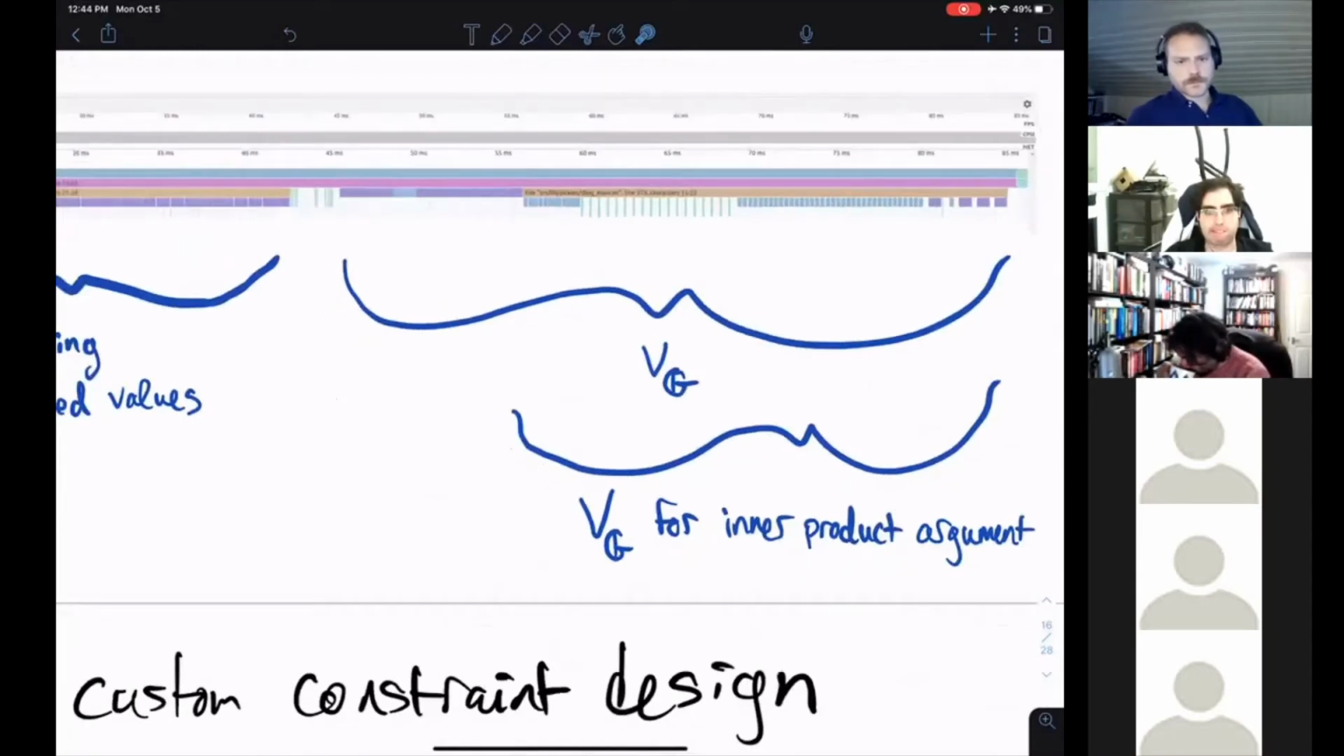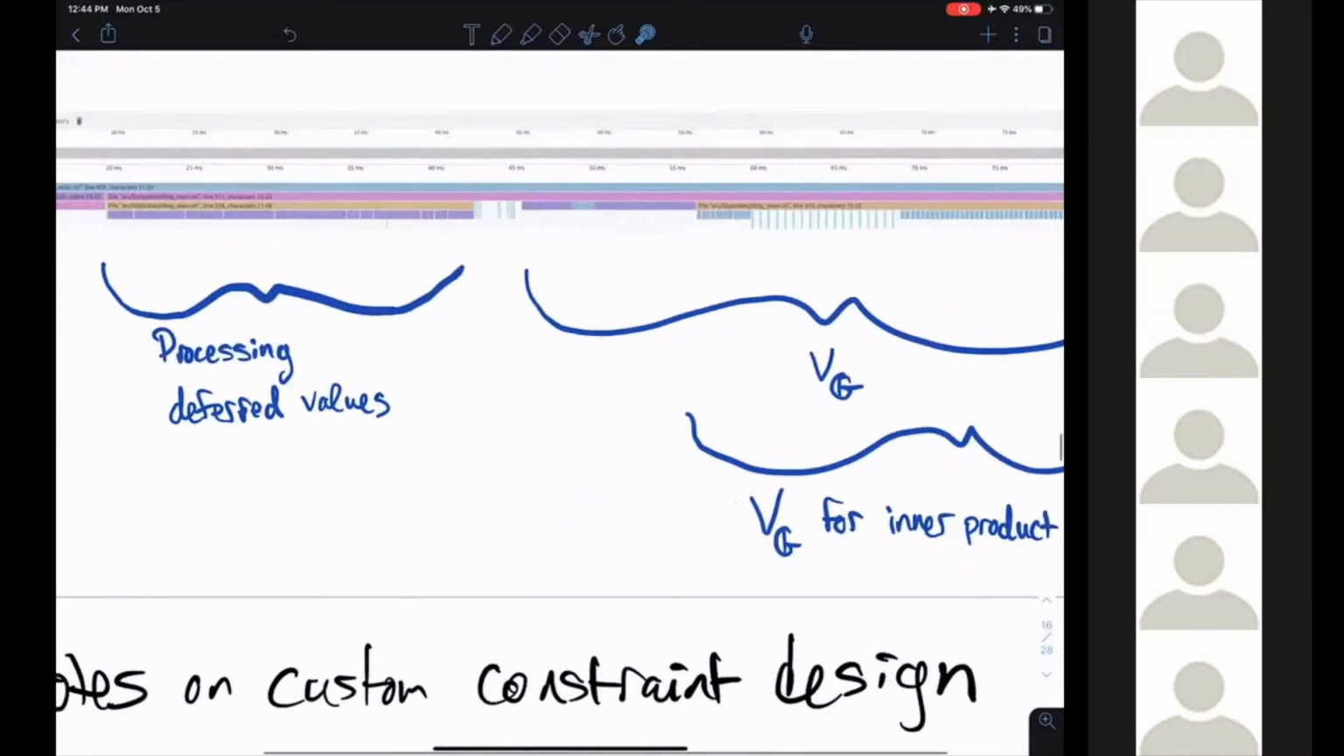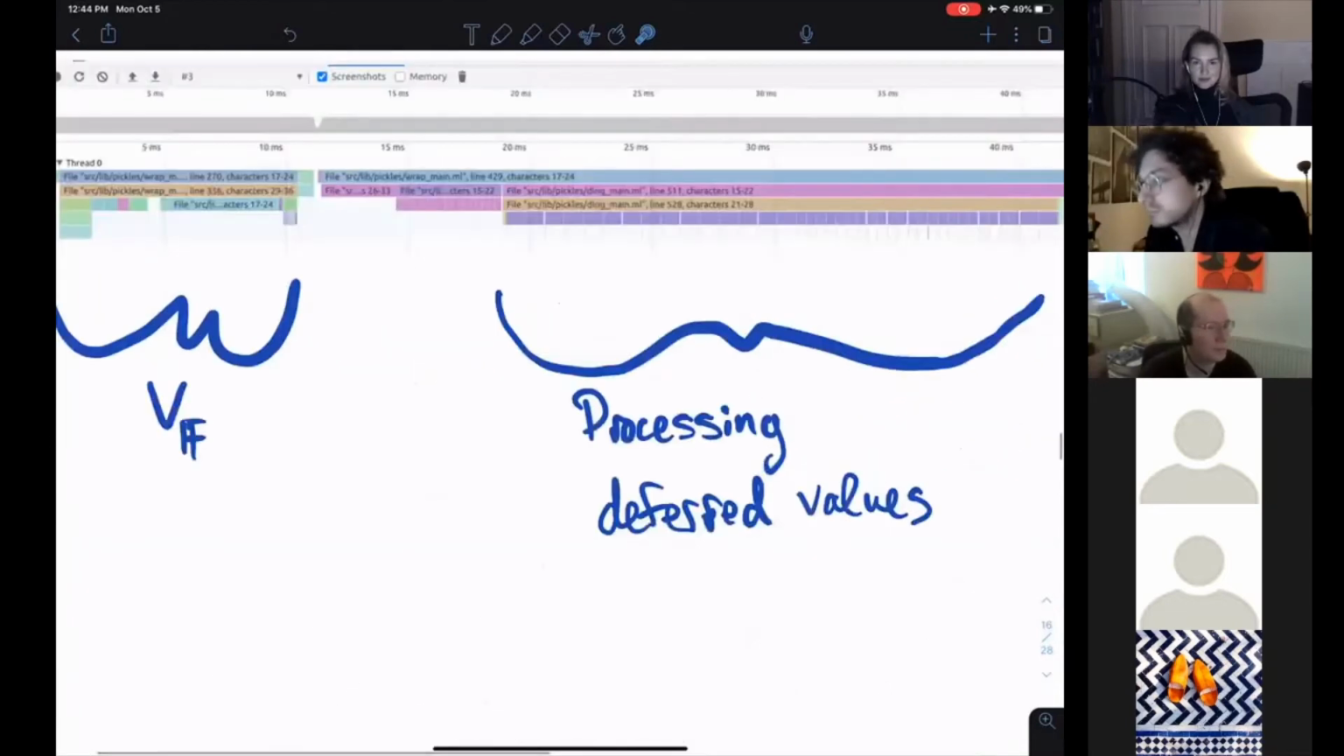There's definitely a lot of room to fix. I feel like this being 10,000 constraints is absurd. That just should not be.